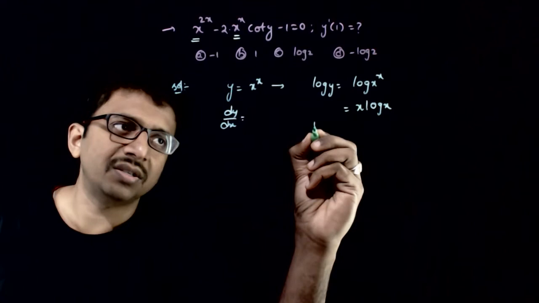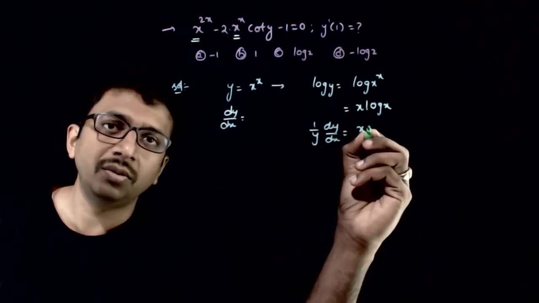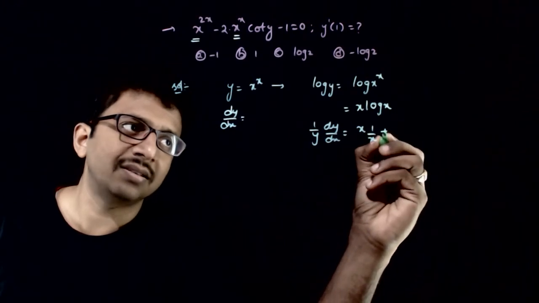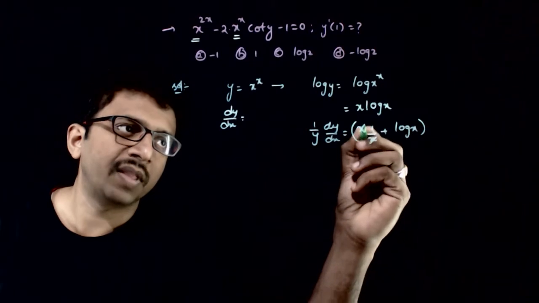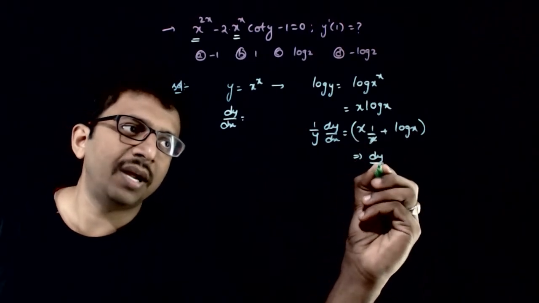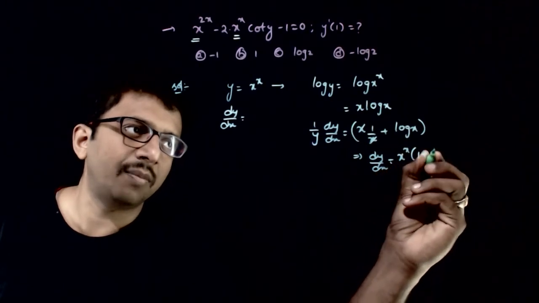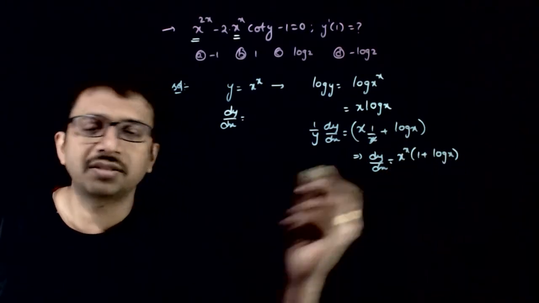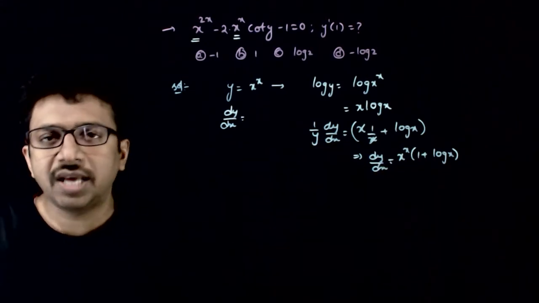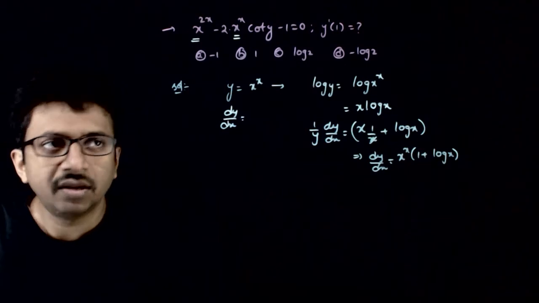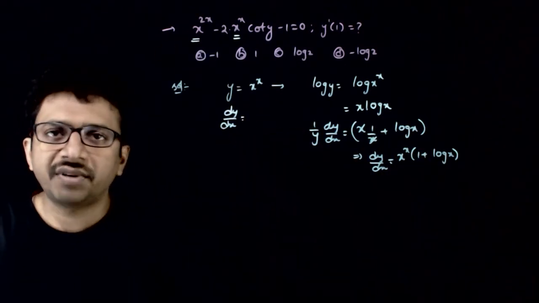So now you differentiate this. 1 by y dy by dx is equal to x into the differentiation of log x, which is 1 by x, plus log x into the differentiation of x, which is 1. So this implies dy by dx is equal to y, which is x power x, times 1 plus log x. So the differentiation of x power x is this. Now let us use this to do this differentiation.